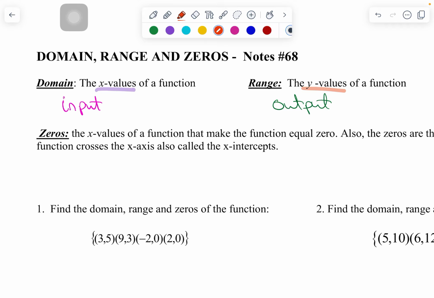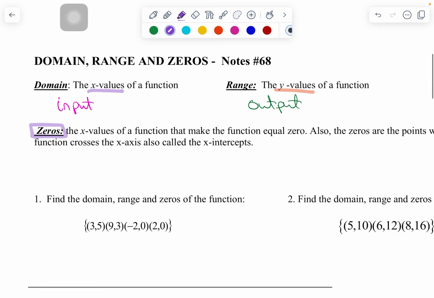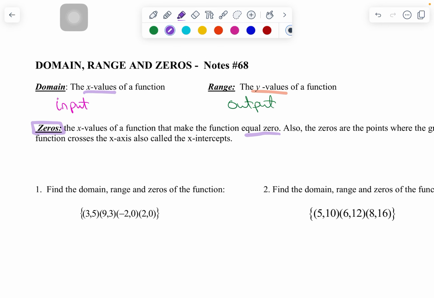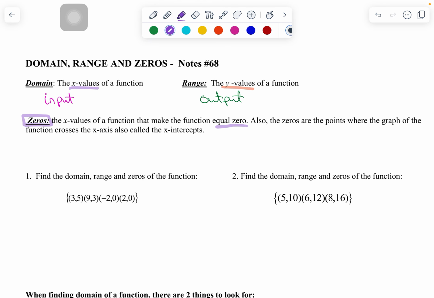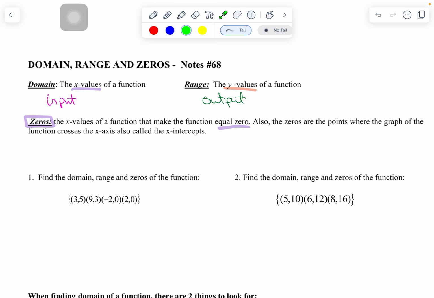Zeros. I know we've talked about zeros. We found some zeros. Zeros are the values of the function that make the function equal to 0. Super creative naming on this one. And if you keep reading, the zeros are the points where the graph of the function crosses the x-axis. These are also known as, of course, your x-intercepts. So when we use the term zeros, we're talking about x-intercepts. When we talk about x-intercepts, we are also talking about zeros.